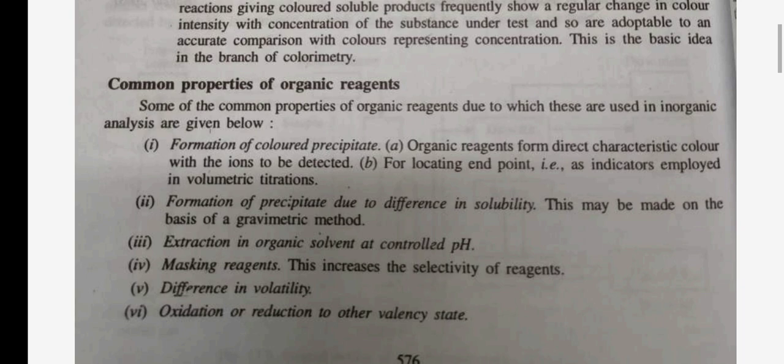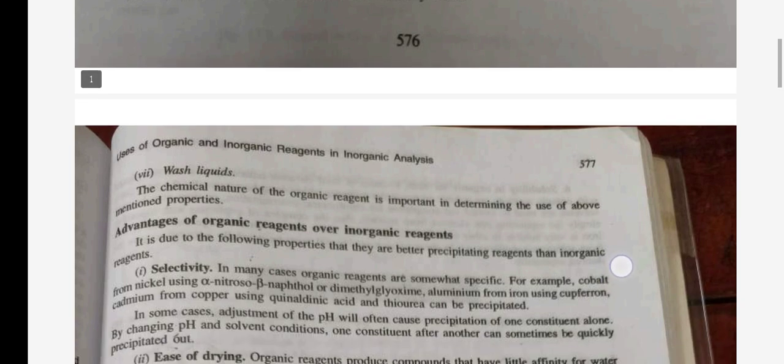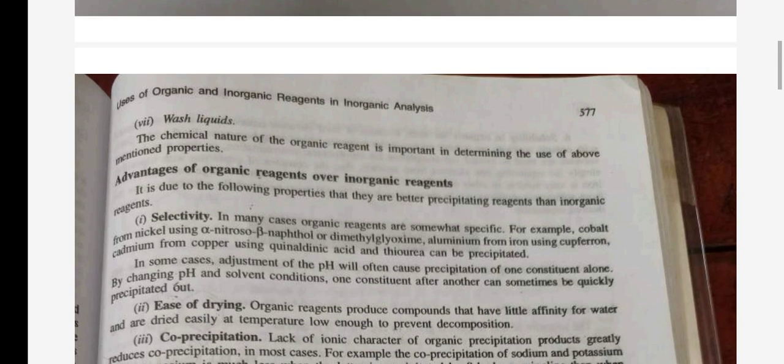Third one is extraction in organic solvent at controlled pH. Fourth one is masking reagent. This increases the selectivity of the reagent. Fifth one is difference in volatility. Sixth one is oxidation or reduction to other valency state. Seventh one is vast liquid. The chemical nature of the organic reagent is important in determining the uses of the above mentioned properties.